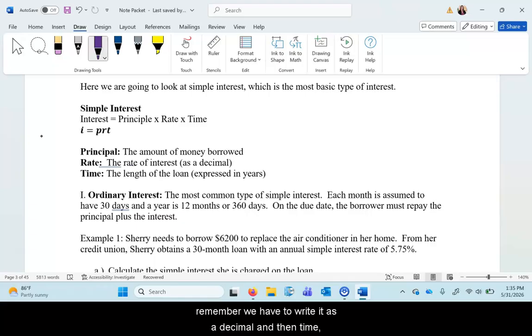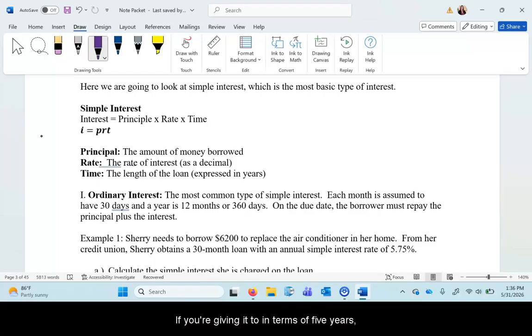And then time. It's always the length of the loan expressed in years. Now, this is very important. When I say in years, what's going to happen is you're going to be told that you're borrowing a loan for a certain amount of time. And the loan could be for 5 days. It could be for 3 months. It could be for 5 years.